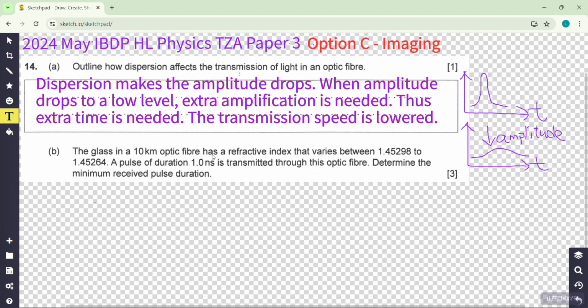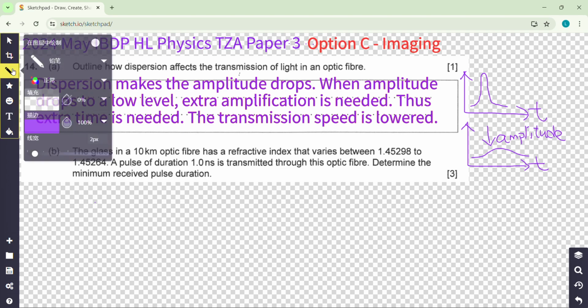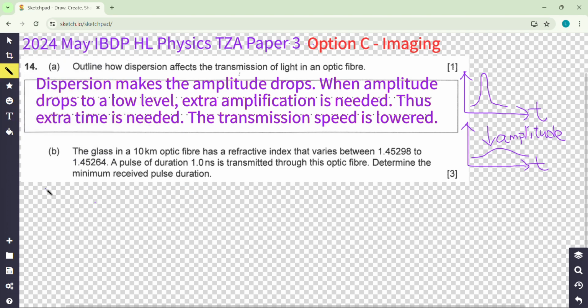Next one, B, is very hard. I'm a little bit confused about what the solution is. So if you have any suggestion, please comment down there. Maybe I can have some reflection on it. It says that for 10 kilometers of optic fiber, they have different refractive index. So it gives me an idea. Remember, the speed in the medium is different. So one over different n.